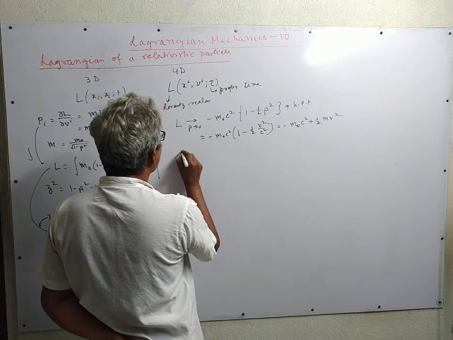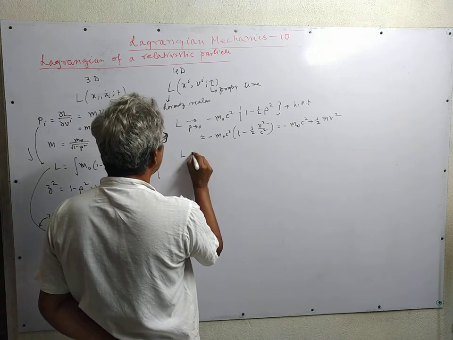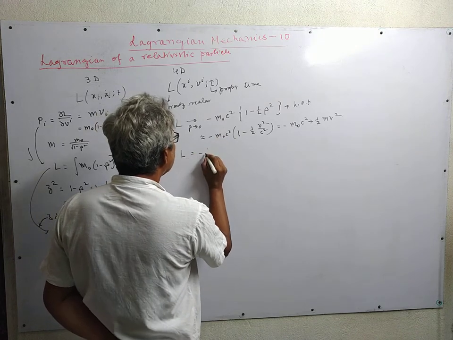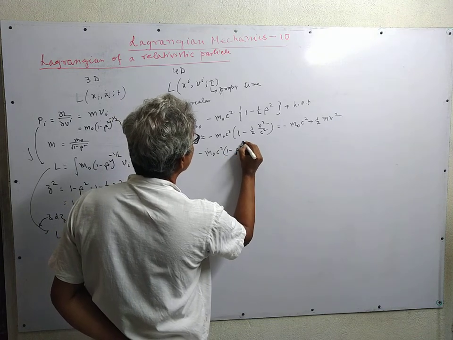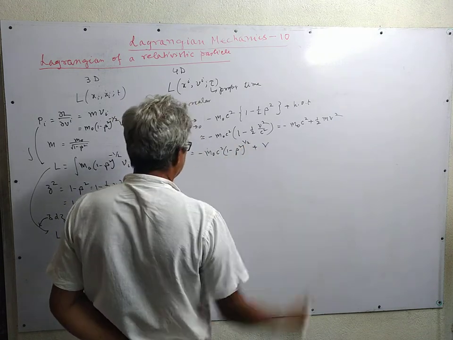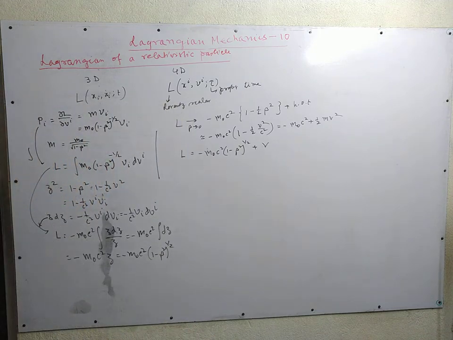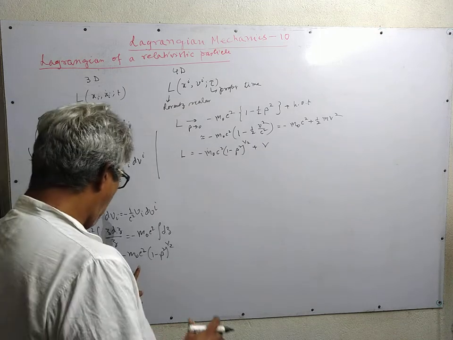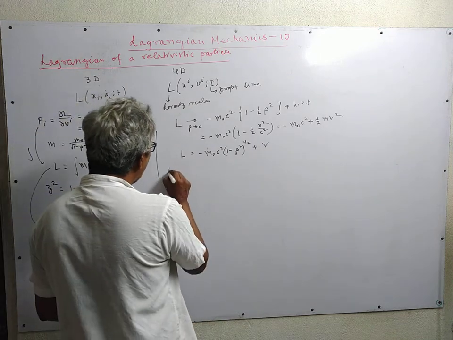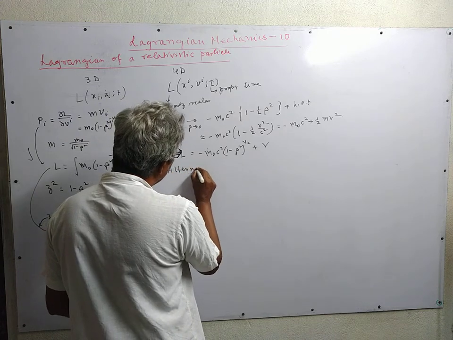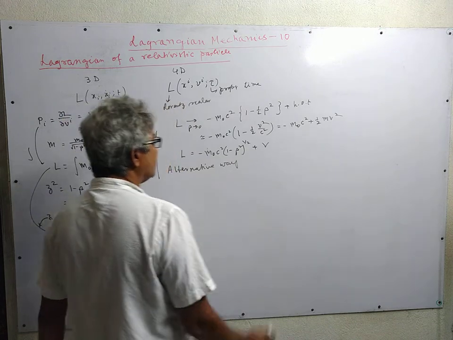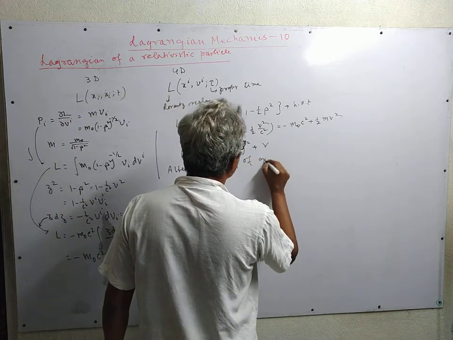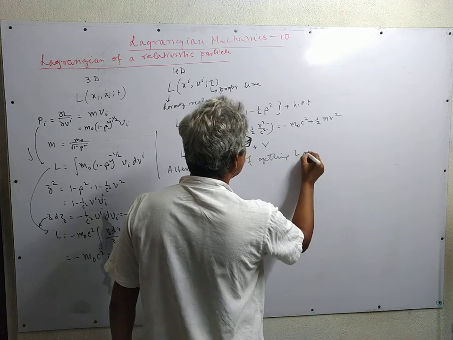If we want to write the Lagrangian of a particle subjected to a conservative force field, then it is −m0 c² (1 − β²)^(1/2) − V. This is another way, an alternative way, of getting the Lagrangian, of getting L, let us say.